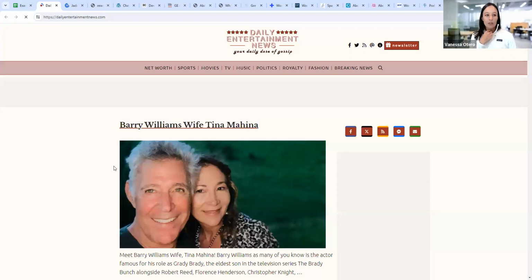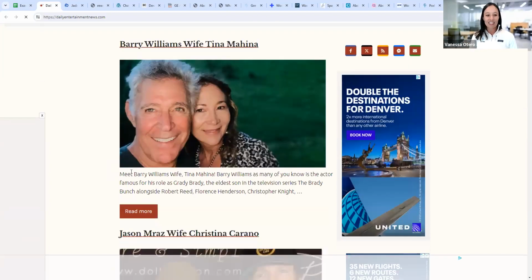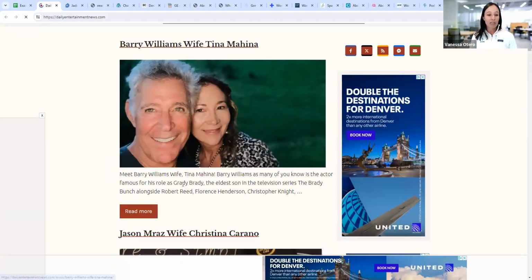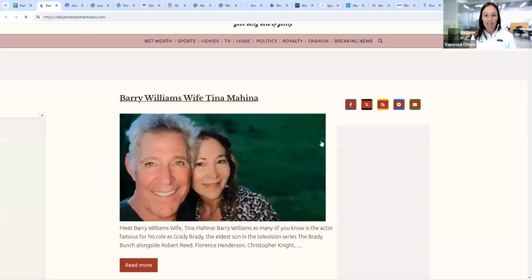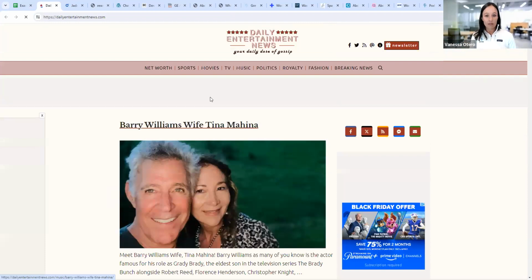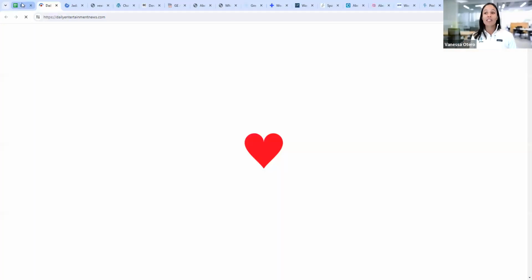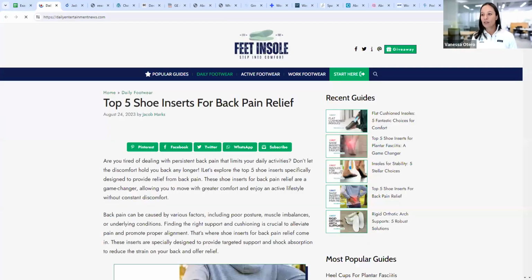This is an example of something that has lots and lots of ads, all the hallmarks that we went through, and is MFA. This one even says, this is about Barry Williams. If you remember him from the Brady Bunch, it says he was famous for his role as Grady Brady. It was Greg Brady. So we see lots of inaccurate things, but funny stuff. Big brand ads on this, including one that just totally takes over your screen.